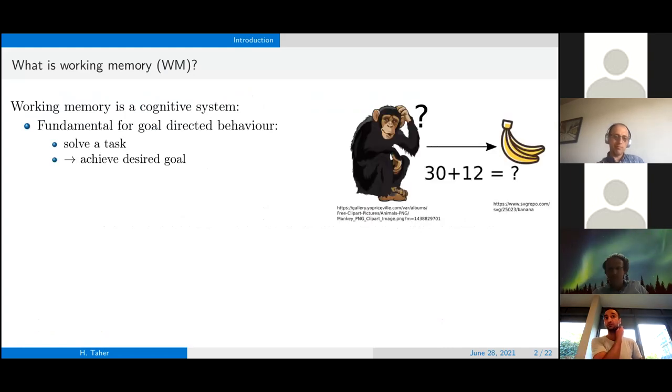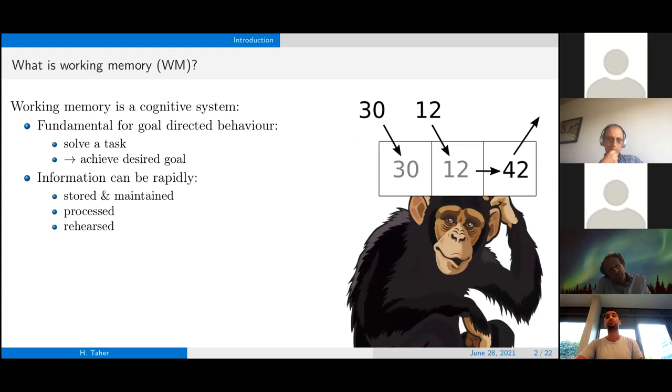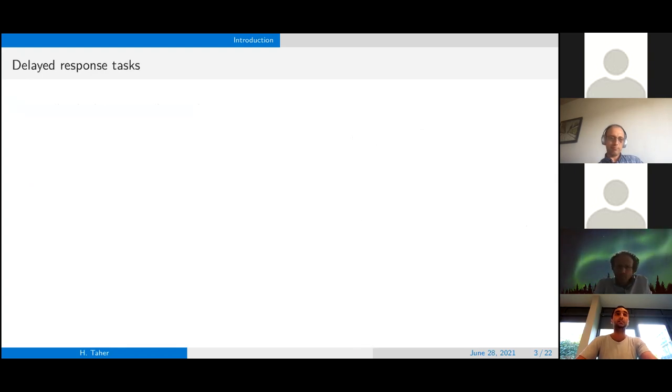It allows us to perform goal-directed behavior. So let's say we want to achieve a desired goal, and for this, we have to solve a task. This can usually require information to be rapidly stored and maintained, also to be processed and to be rehearsed or read out. And experimentalists study working memory mechanisms in so-called delayed response experiments or tasks.